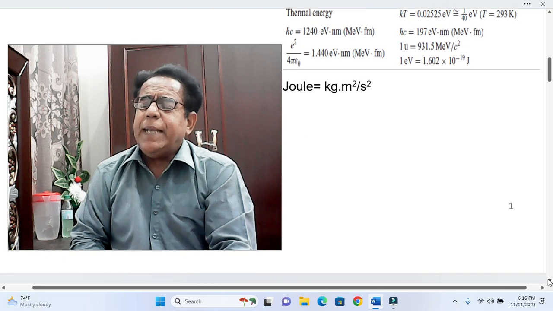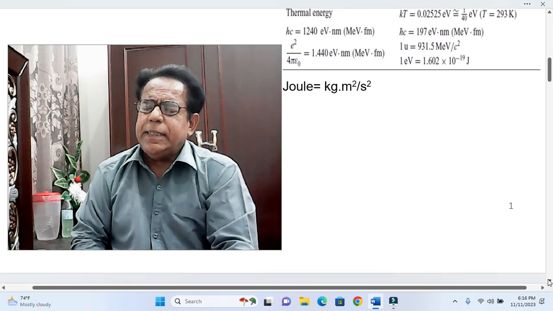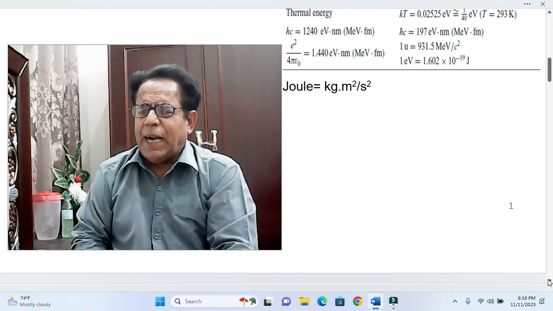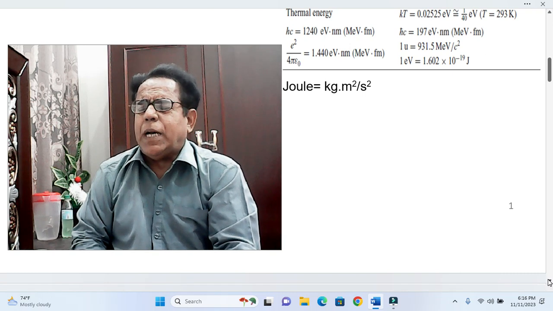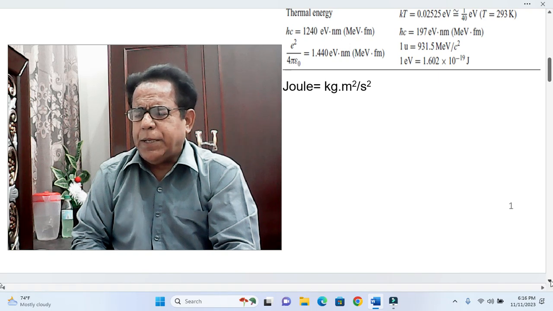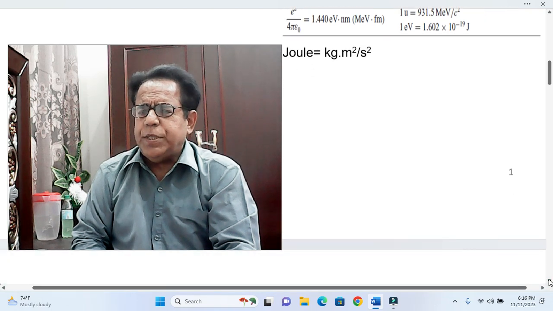Next, joule is defined, or its alternate units are given, as kilogram meter square per second square. It will also be used in this problem.